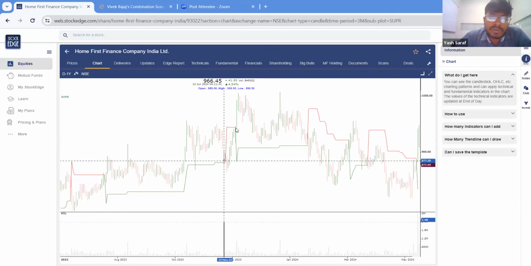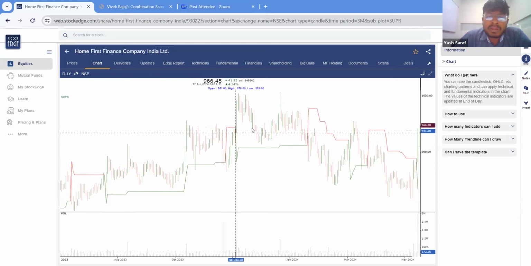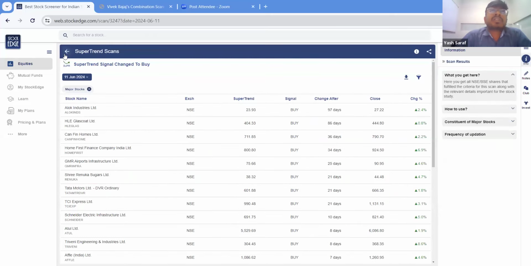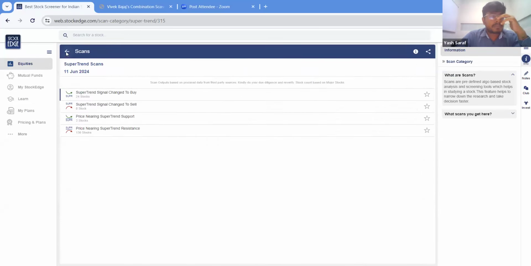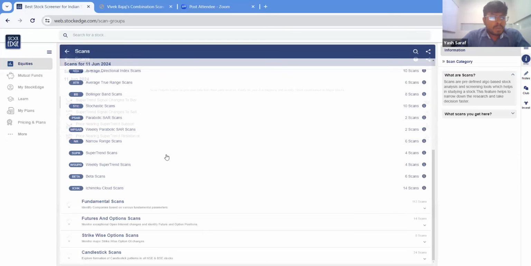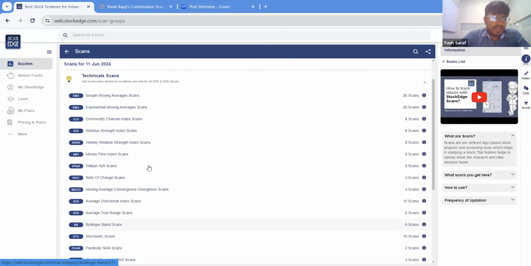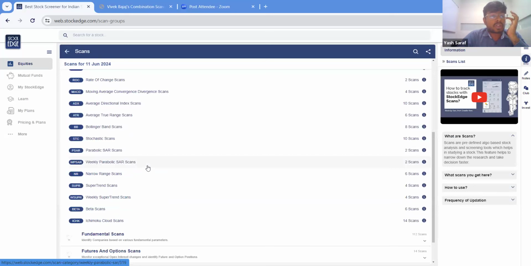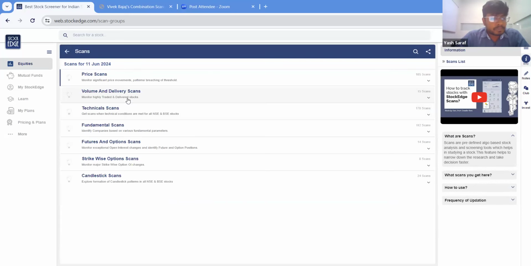Then a short sell signal was generated and it was not so evident. Then again a buy signal was generated, and then from then the stock is in a consolidating phase or so. Right. So super trend or parabolics, these kind of scans help us a lot in identifying trend reversals, wherein a stock is going from bullish to bearish or bearish to bullish. We have many technical scans, MACD, stochastic, Bollinger Bands, Ichimoku scans. You should check it out.